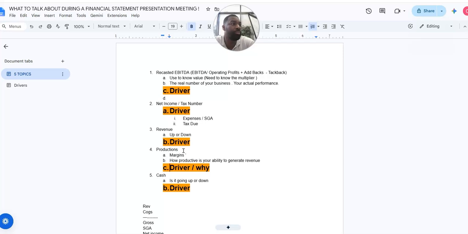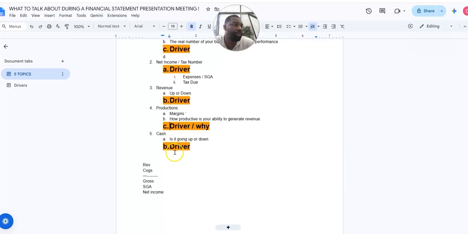So next one is the production. I'm looking to know about the margins and how productive you are in generating your revenue. If you look below here, this is your normal profit and loss. It's revenue minus cost of goods sold, which equals your gross profit, minus your general expenses, and then equals your net income. That's the baseline of what your profit and loss will look like.